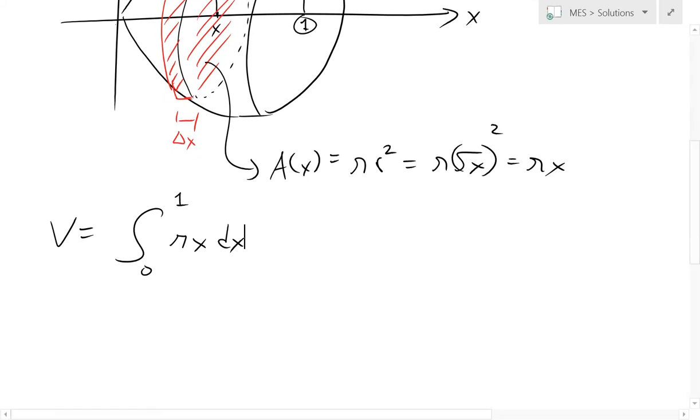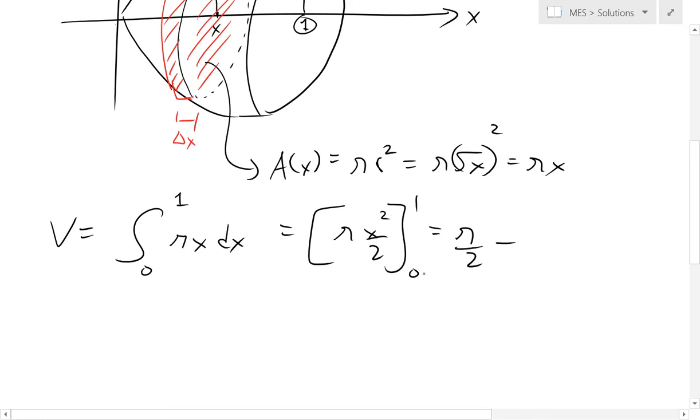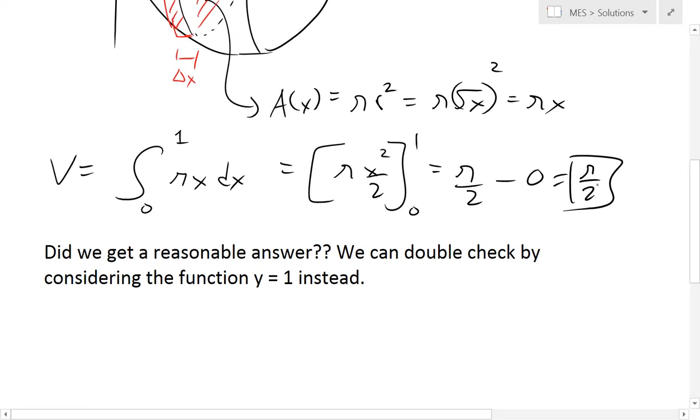Taking the integral, this equals pi times x squared over 2, evaluated from 0 to 1. Now we plug these in, so we have pi times 1 squared over 2, which is pi over 2, subtract the value at 0, where zeros just cancel, so we're left with pi over 2 as our answer.